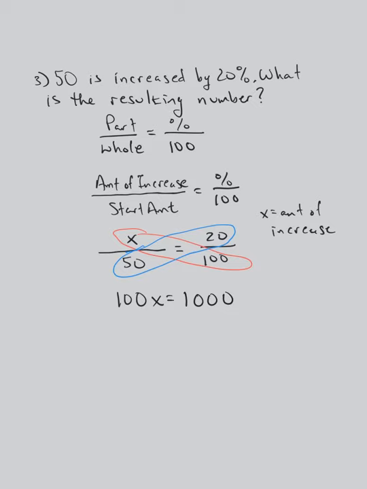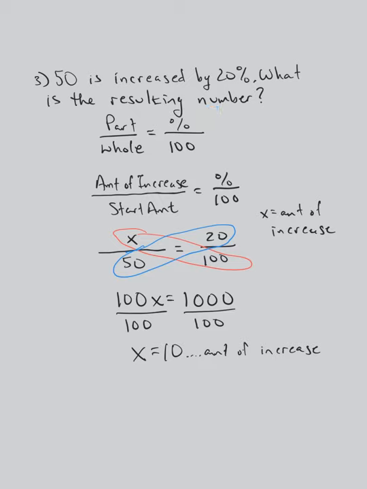Okay, and so now I go to isolate x, and so I divide by 100. Like that. All right, and so I get x is equal to 10. Okay, but the key thing to realize is x is the amount of increase. Why is this not the answer to the problem? Because the problem asks what is the resulting number.